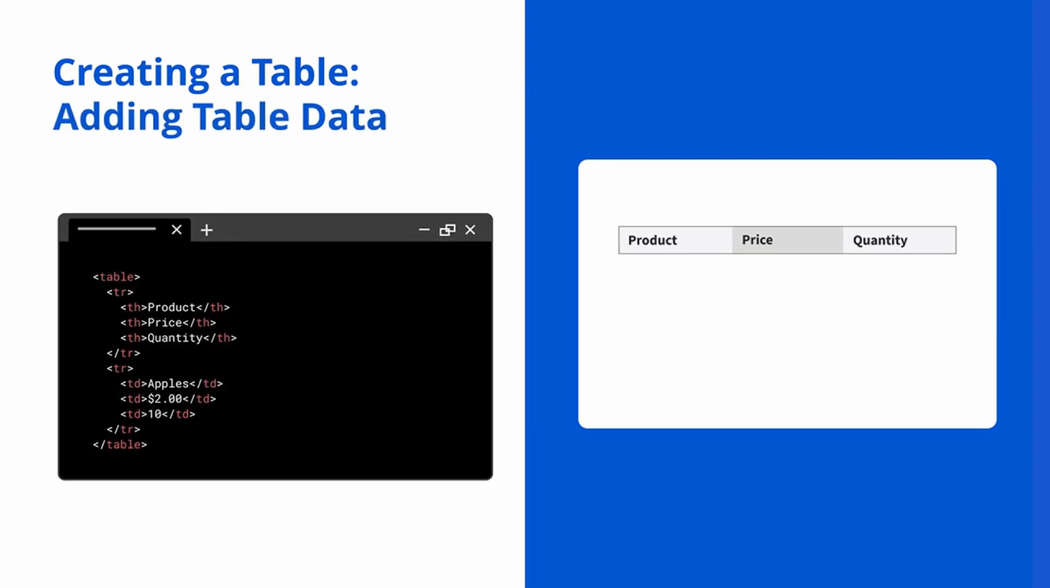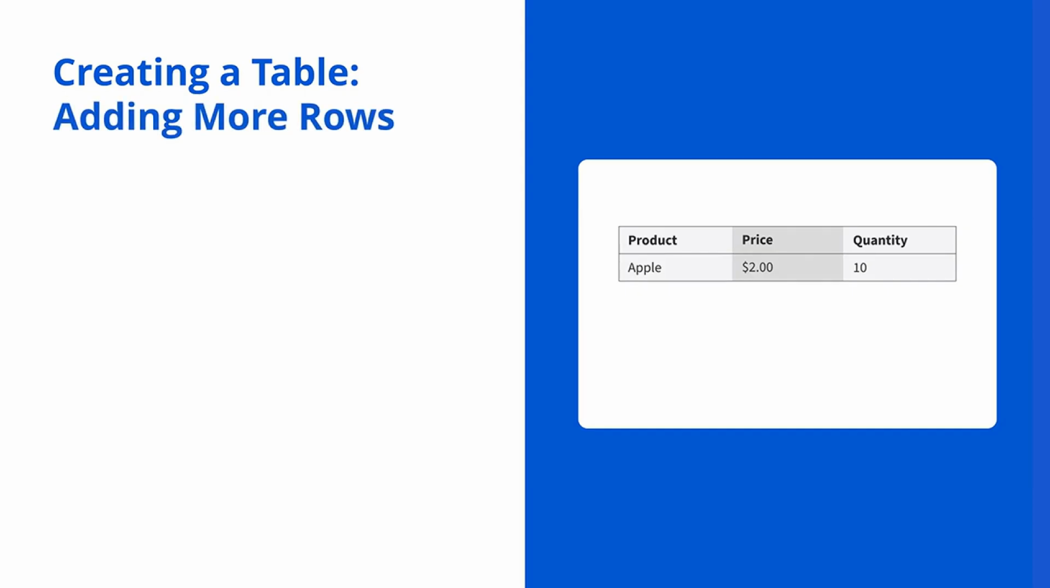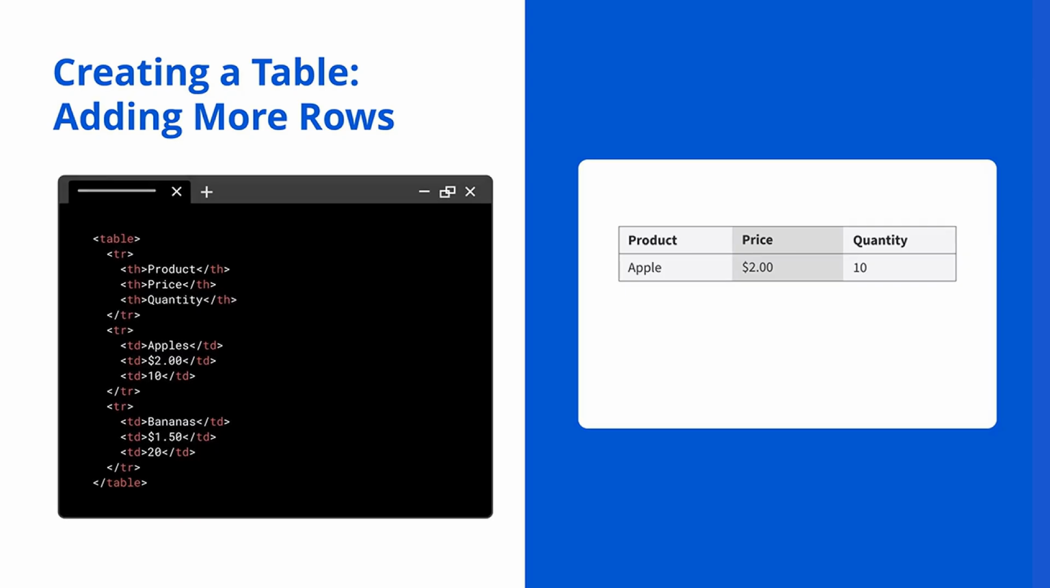We'll start by adding TR elements, which stand for table rows, and then within the TR elements, we'll use TD tags to actually add our data. We'll start by adding 3 TD tags for apples, $2, and 10. We can easily add more rows to our table using additional TR tags.